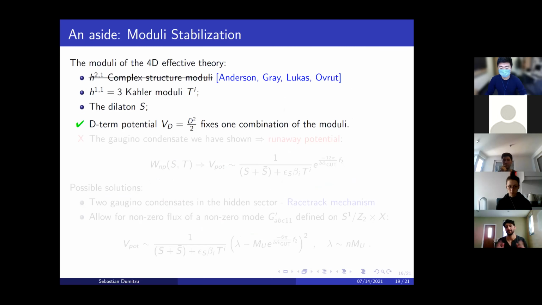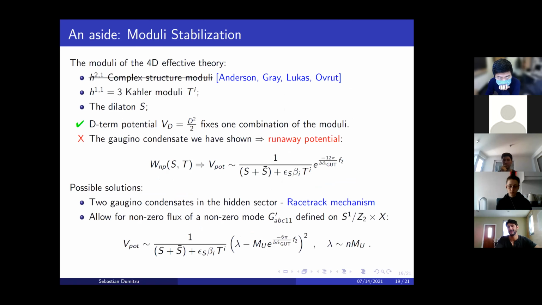There are a few caveats in this theory, and I just want to briefly talk about moduli stabilization. I already hinted that there's no mechanism in which we fix the vacuum expectation value of the dilaton and the Kähler moduli. I only showed that the D term fixes one combination of moduli, but there are other moduli that are left unfixed. Unfortunately, the gaugino condensate superpotential that we find generates a runaway potential. This does not fix the value of the dilaton and the Kähler moduli. However, there are solutions to that, and this is how we can improve our model.